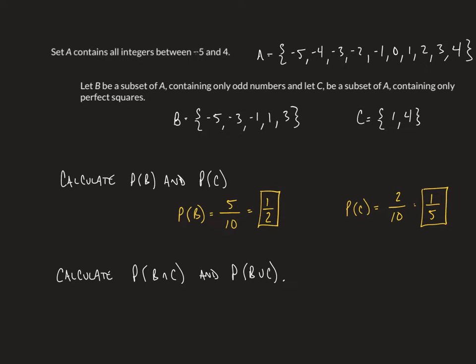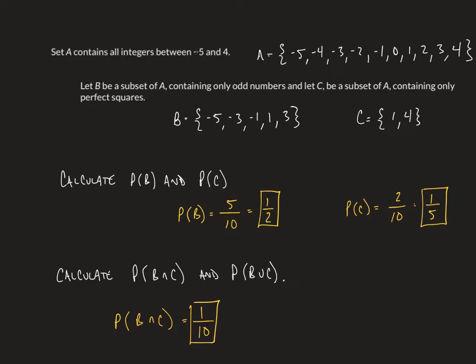Now let's talk about the intersection and the union of these two sets. So what's the probability of B intersection C? Or in other words, the probability of selecting an element of A that is in both B and C. If I go through here looking for numbers that are in both, -5 is not, -3 is not, -1 is not, but 1 is, 3 isn't, 4 isn't. So there's only one number that's in both set B and set C. So the probability of B intersection C is going to be 1/10.